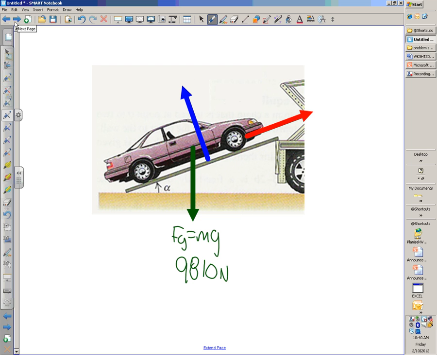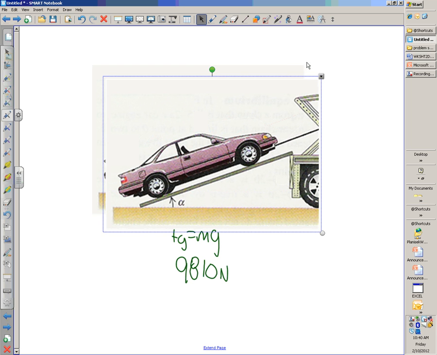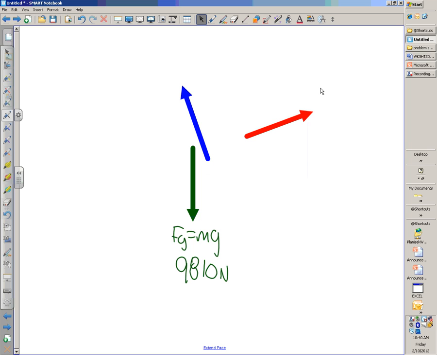So what I'm going to do here to show things maybe a little bit more clearly is I am going to get rid of the car. So now we're just left with the three forces that we were working with before. And I'm going to adjust those forces so that they all meet at one central location so we can draw ourselves a free body diagram.